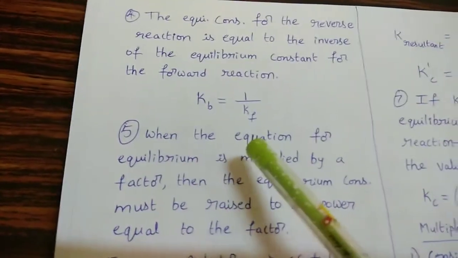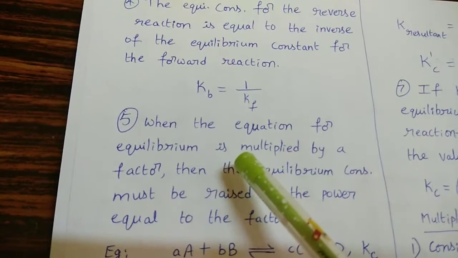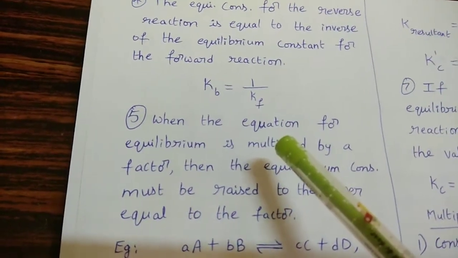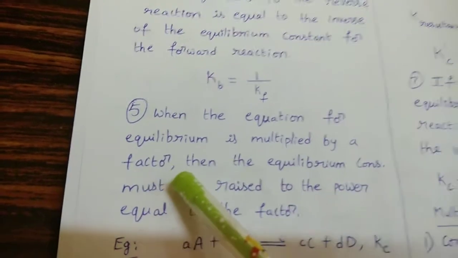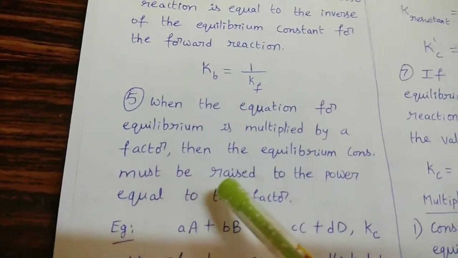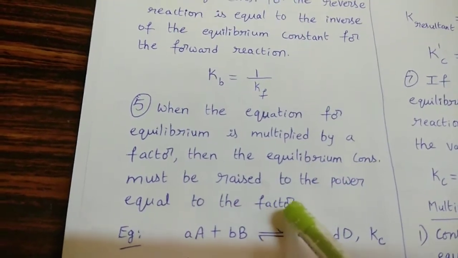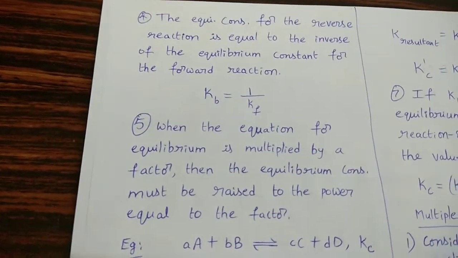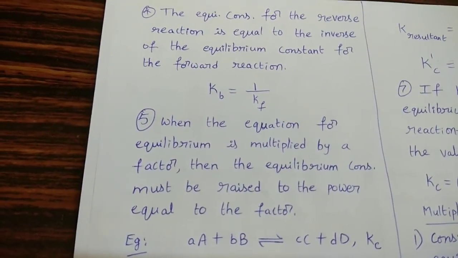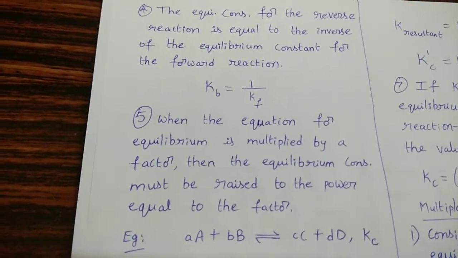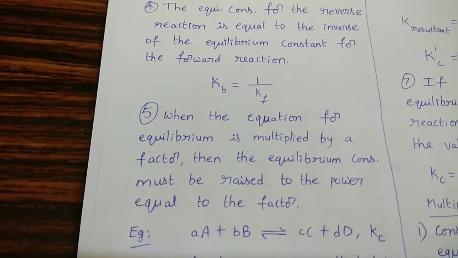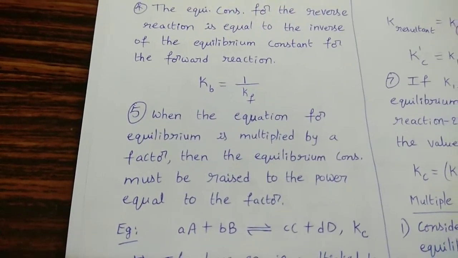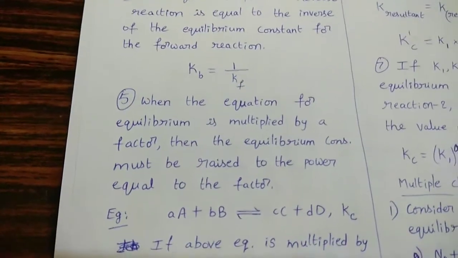Next, when the equation for a reversible reaction present at equilibrium is multiplied by a particular factor, then the equilibrium constant must be raised to the power equal to the same factor. That means if the equation is multiplied by 2, then the equilibrium constant is raised to the power 2. If the equation is multiplied by 3, then the equilibrium constant is raised to the power 3. That means multiplied by 2 means K square, multiplied by 3 means K power 3.